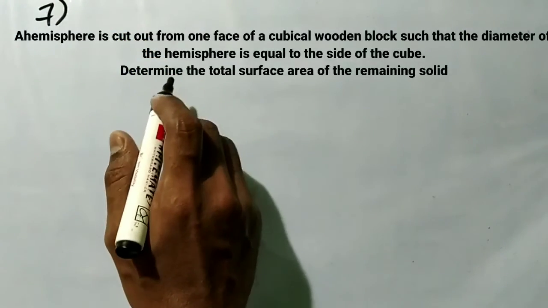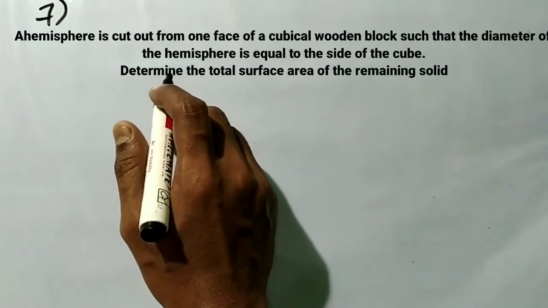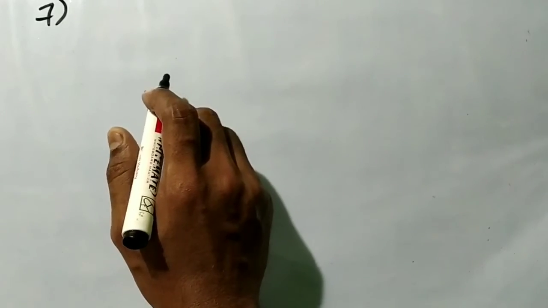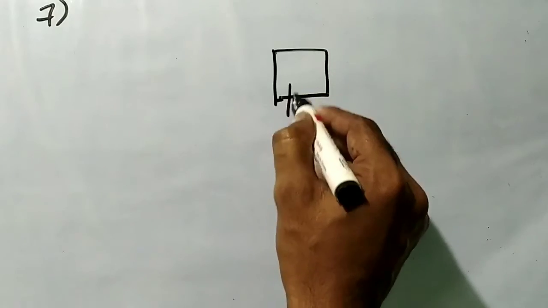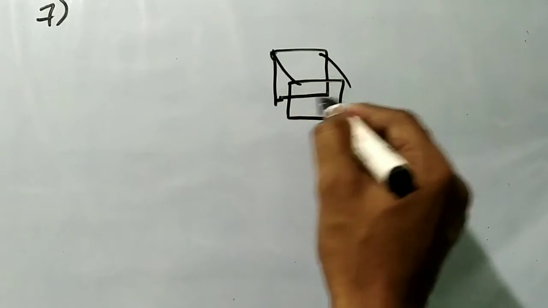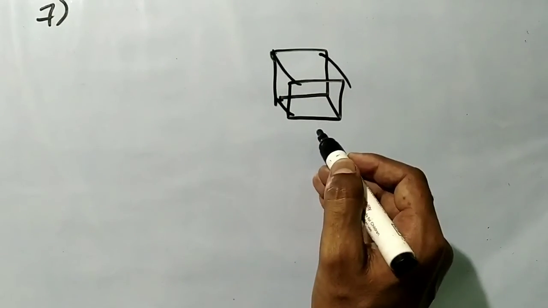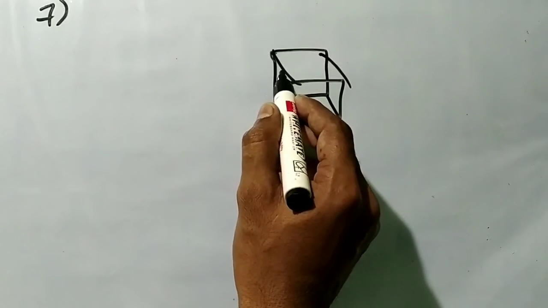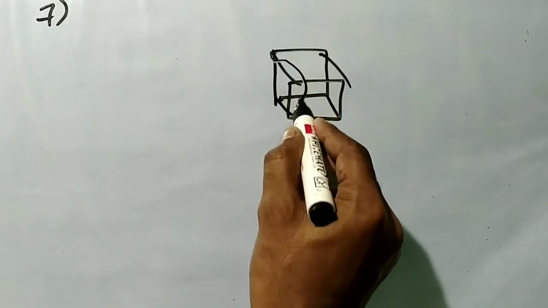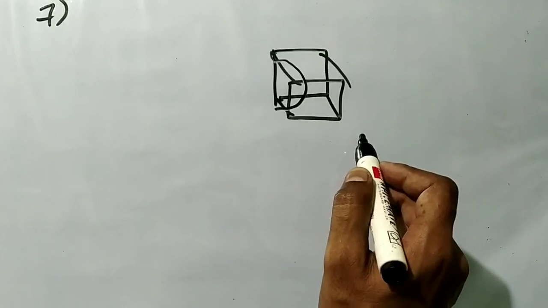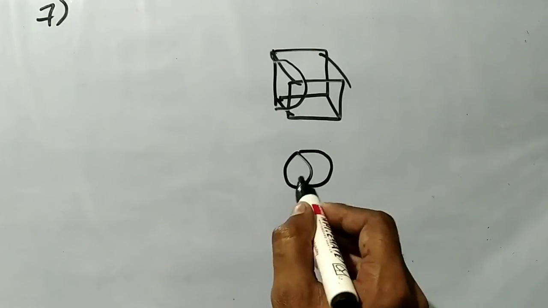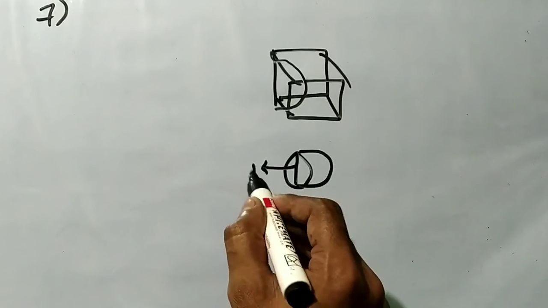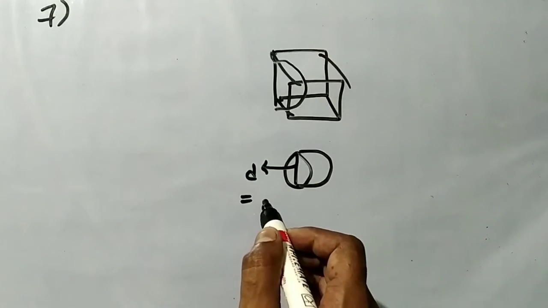Here, the seventh one, they have given that a hemisphere is cut out from one face of a cubical wooden block. So there is a wooden block of a cube, and they have cut a hemisphere in it, such that the diameter of the hemisphere is equal to the length of the cube.